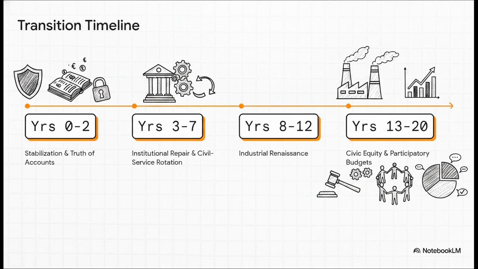In Phase 2, years 3 through 7, you repair institutions. You set up independent anti-corruption courts and implement civil service rotations to draw in capital. Phase 3, years 8 through 12, is your industrial renaissance, moving away from just extracting raw resources. And finally, in Phase 4, years 13 through 20, you embed genuine civic equity through participatory local budgets.